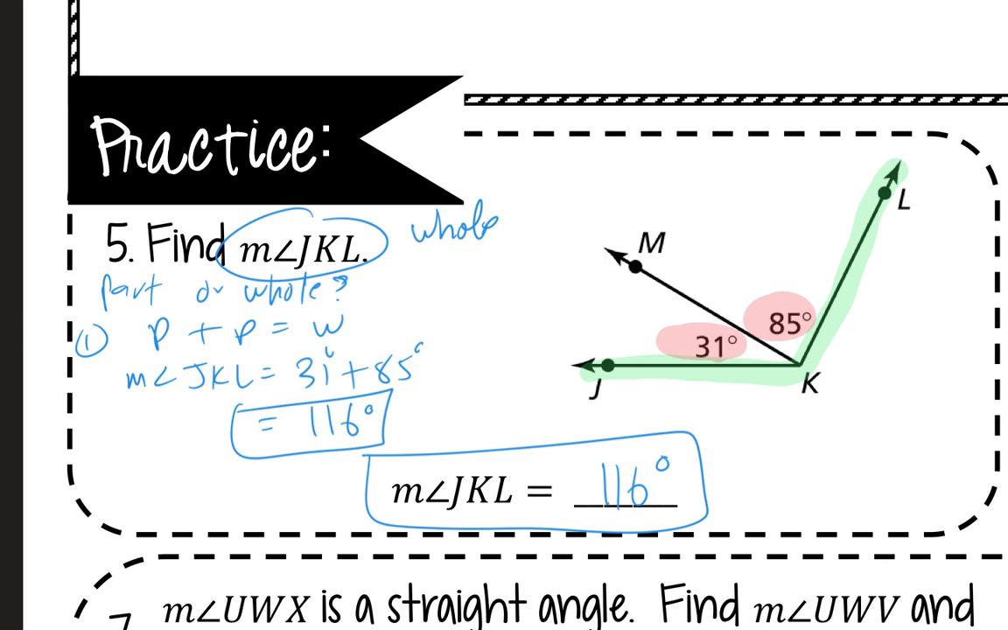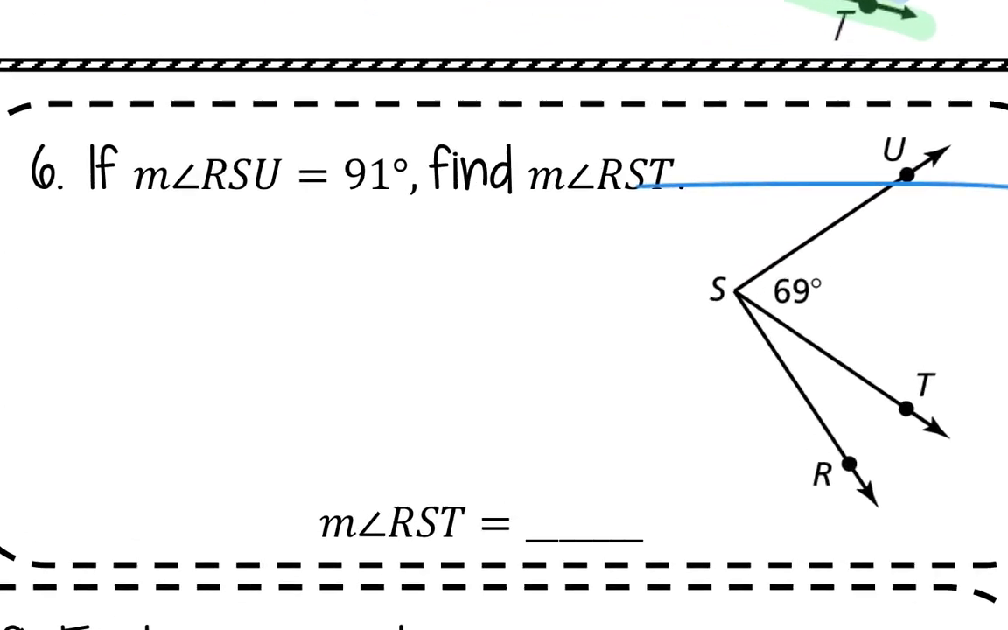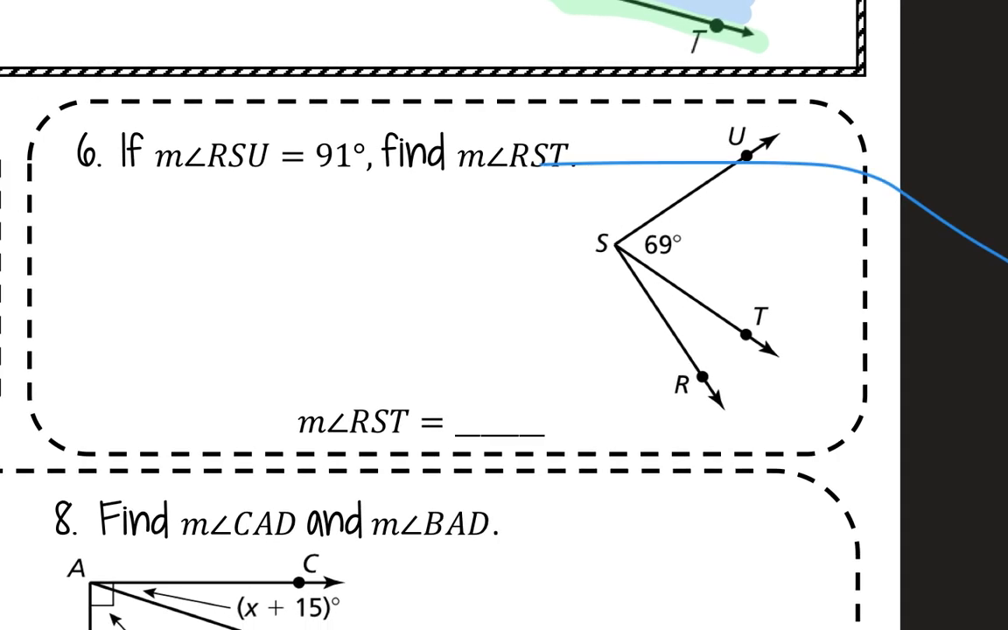So all we're doing is part plus part equals whole. Okay, so we're going to say that's like part number 1, and that's part number 2. Okay, so part plus part equals whole. So keeping that in mind, let's look at our next example right over here. Okay, so this one says if RSU is 91, find RST.